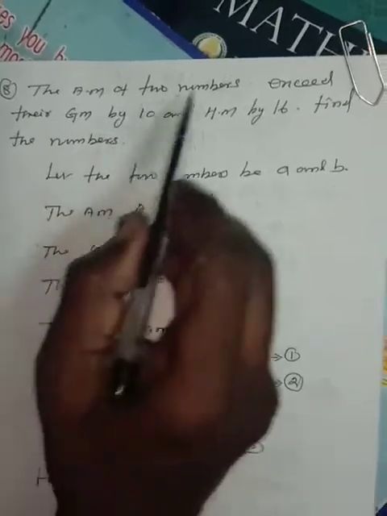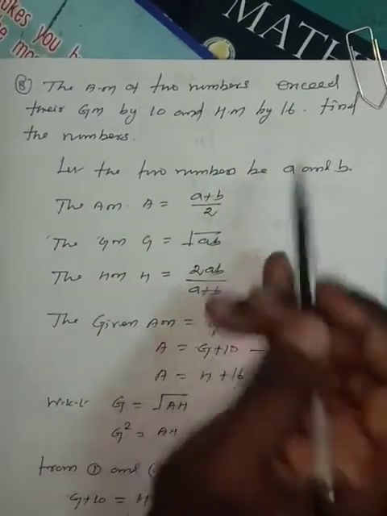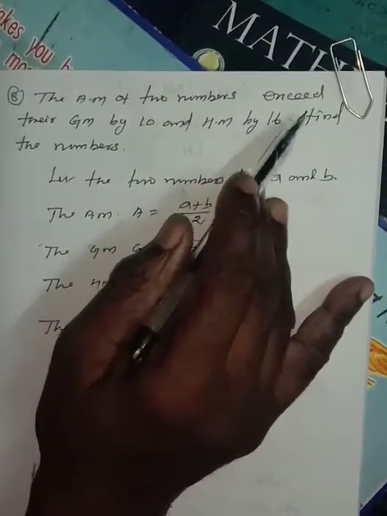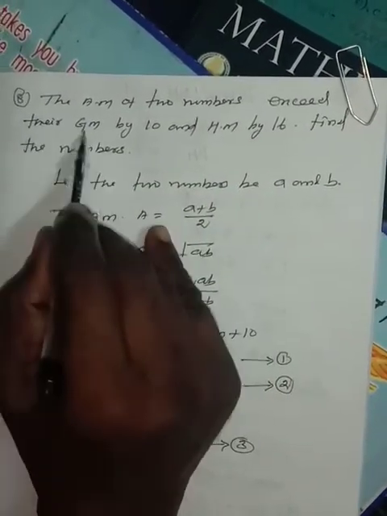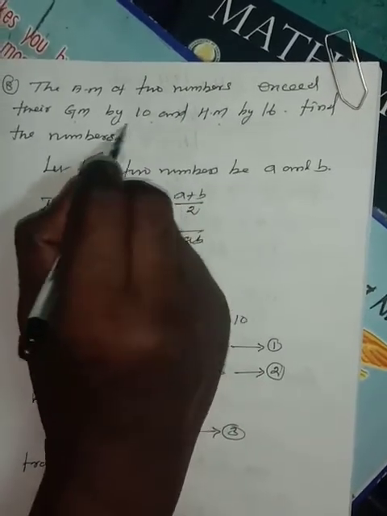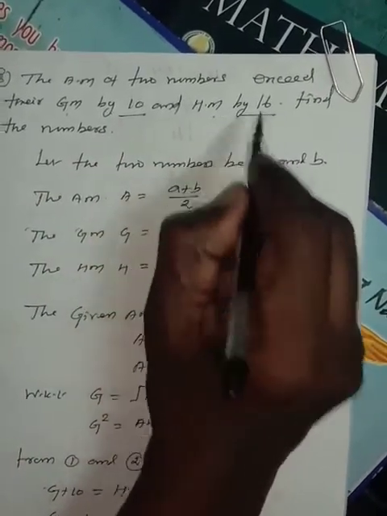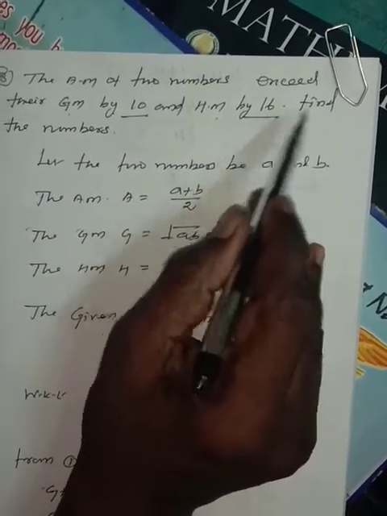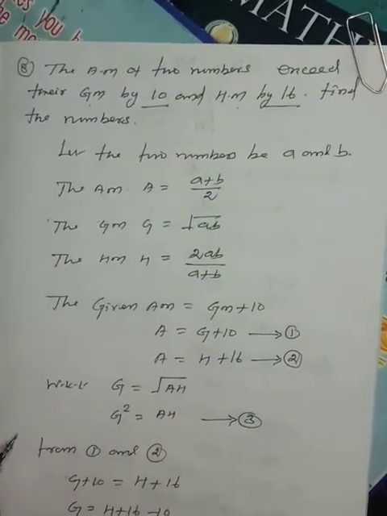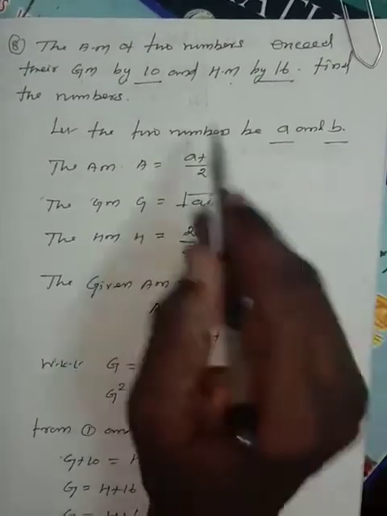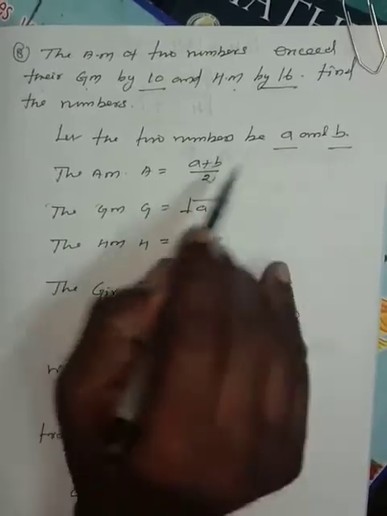The arithmetic mean of two numbers exceeds their geometric mean by 10 and harmonic mean by 16. Find the numbers. Let the two numbers be a and b.